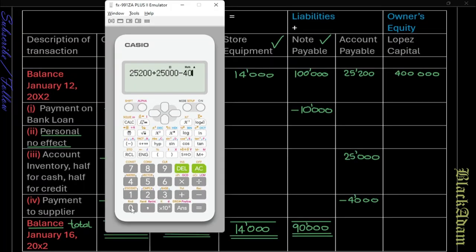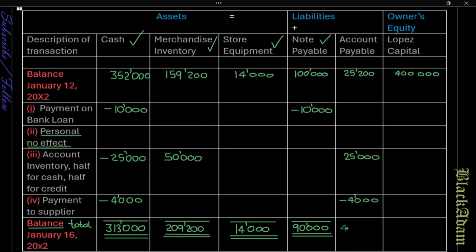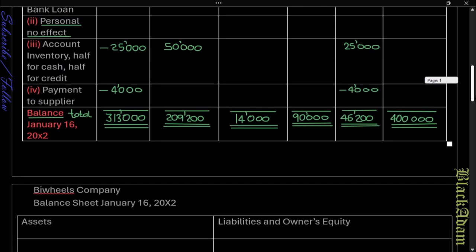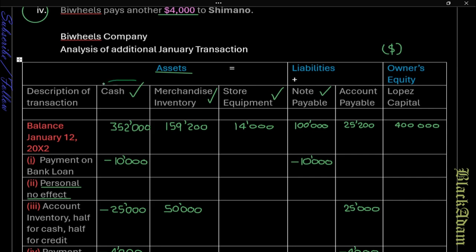25,200 plus 25,000 minus 4,000 gives us 46,200. So for 6,200 there, that is the amount it owes to the creditors. That's accounts payable. So Lopez invested 400,000. So 400,000 there, that was the total. No one invested other than that. So that was his own investment. Lopez owns the company, so that was his investment there, which is 400,000, his owner's equity.